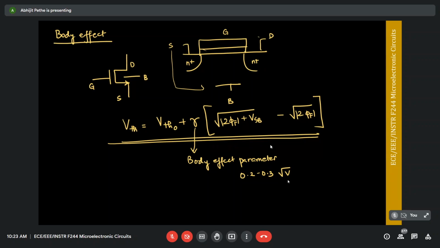Sir, I have a doubt. Why would you risk having a current flow from source to body? Why even bias it if you are going to run into that? No, it won't. It won't be a question of biasing. Many a time this is dictated by layout.